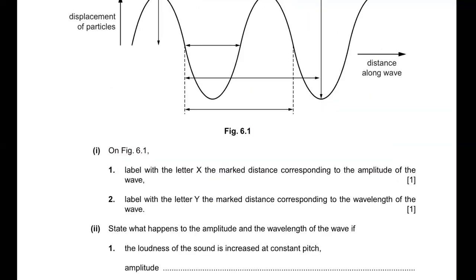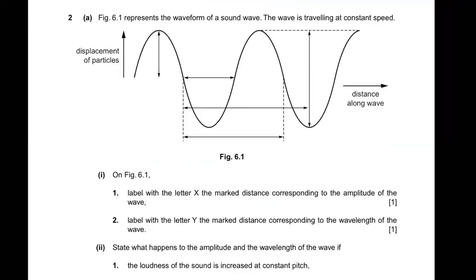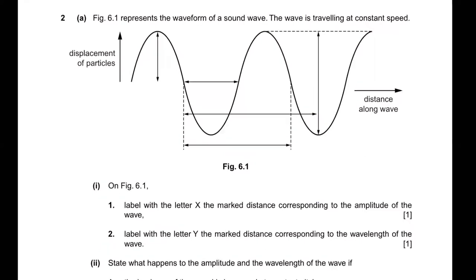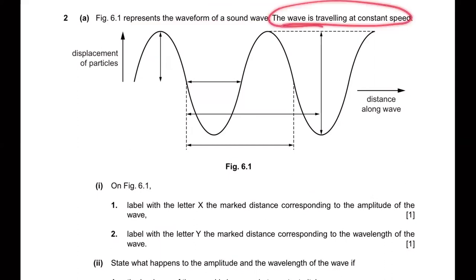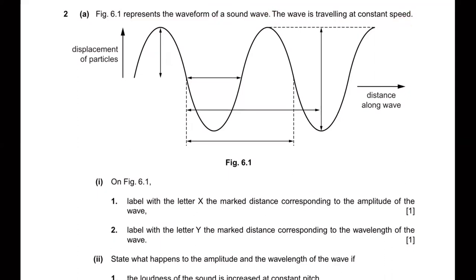Okay. Question number 2. Figure 6.1 represents the waveform of a sound wave. The wave is traveling at constant speed. On figure 6.1, label with the letter X the marked distance corresponding to the amplitude of the wave. Label with letter Y the marked distance corresponding to the wavelength of the wave. Now tell me, what's the wavelength and what's the amplitude?